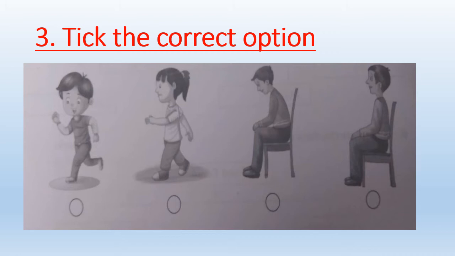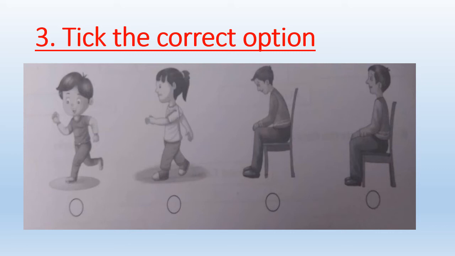First, as we can see, the boy is running. So this is not a good posture. Whenever we are walking or running, our posture should be straight. Okay, we should maintain a good posture. So the first picture is not the correct one. Then we will go to the second picture.